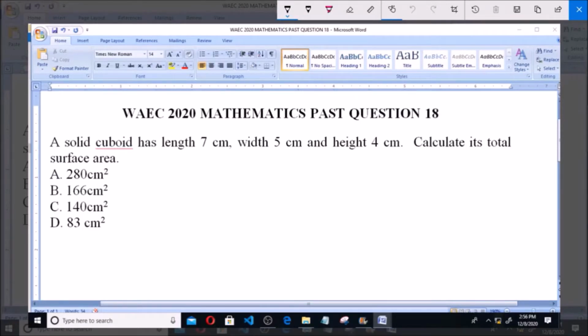A solid cuboid has length 7 cm, width 5 cm, and height 4 cm. Calculate its total surface area.